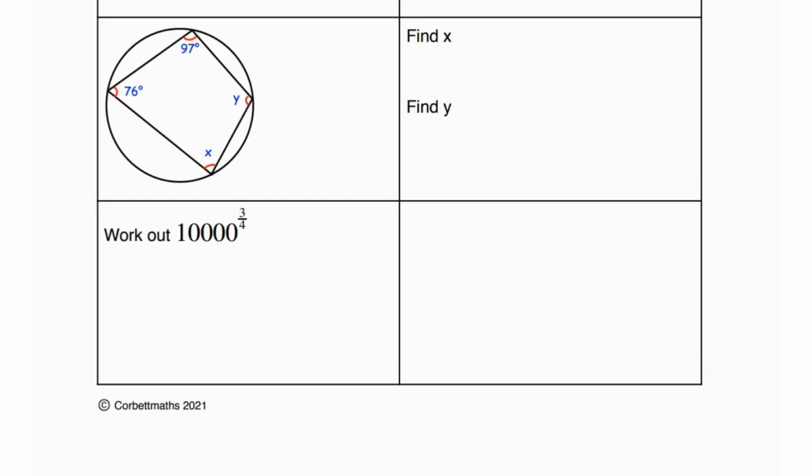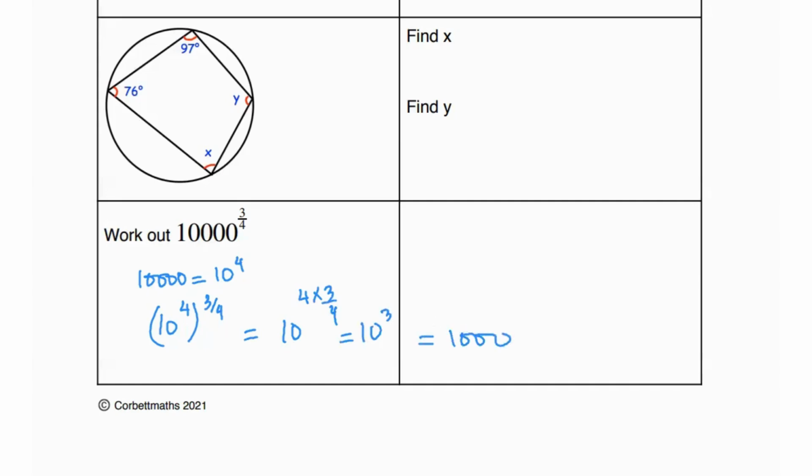Then it says work out 10,000 to the power of 3 over 4. First, let's rewrite 10,000 as 10 to the power of 4 because it has 4 zeros. So now 10 to the power 4, whole to the power 3 over 4. Whenever we have a power outside the bracket and inside the bracket, we multiply those powers. So 4 times 3 over 4 gives us 10 cubed, which is the same as 1,000. So that's your final answer.